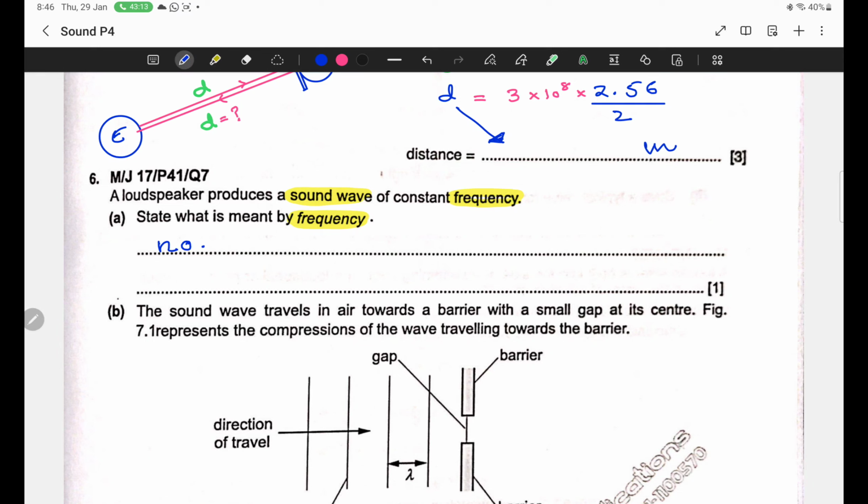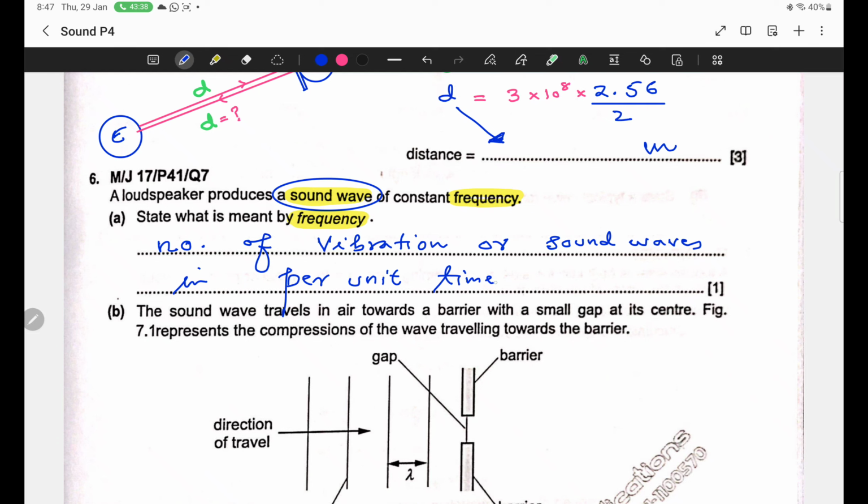You know, frequency is the number of vibrations per unit time, or the number of sound waves per unit time. If you write the number of vibrations per unit time, that is enough, it is called frequency. So frequency is the number of vibrations per unit time.